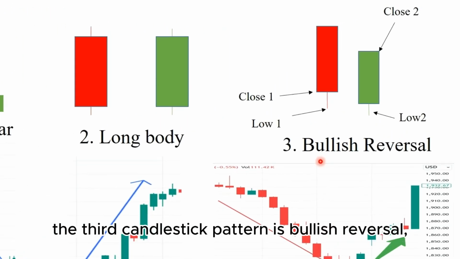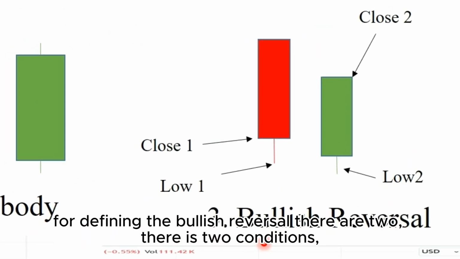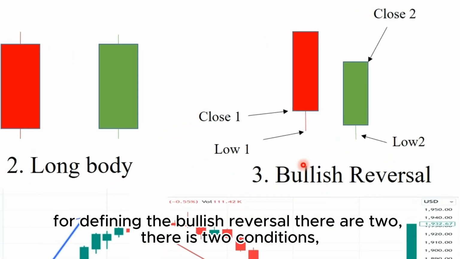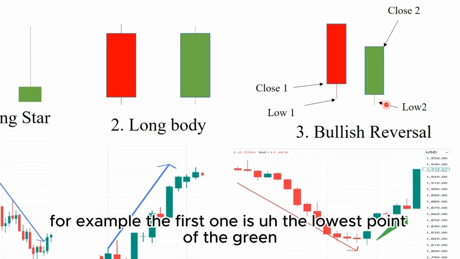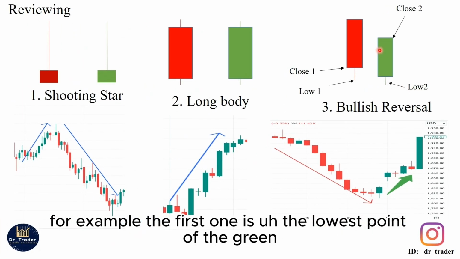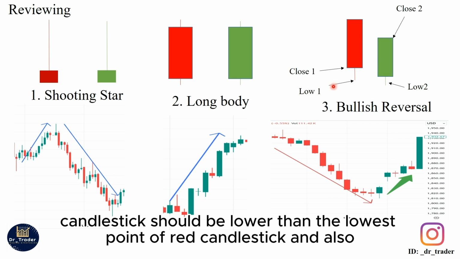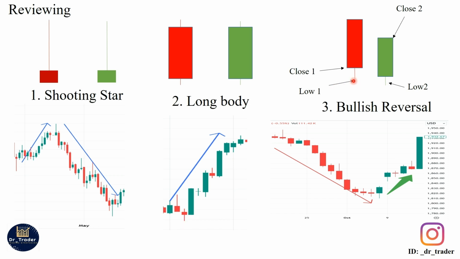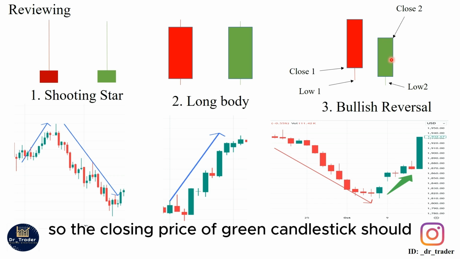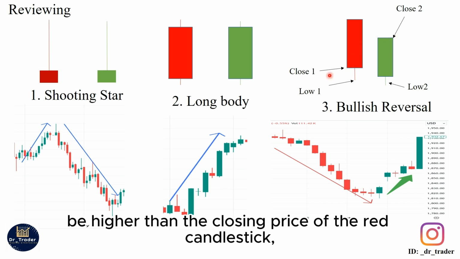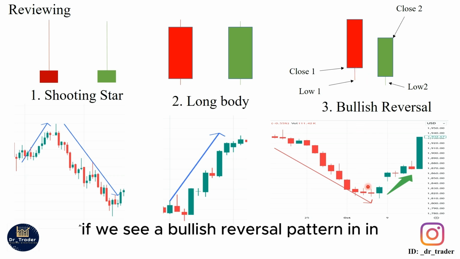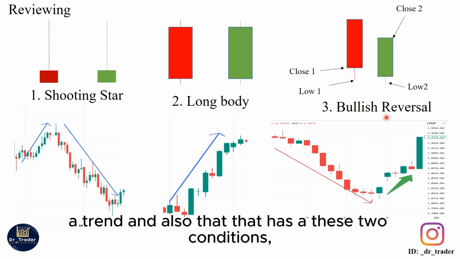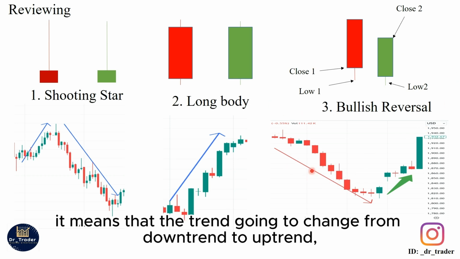The third candlestick pattern is the bullish reversal. For defining the bullish reversal, there are two conditions. The first one is that the lowest point of the green candlestick should be lower than the lowest point of the red candlestick, and also the closing price of the green candlestick should be higher than the closing price of the red candlestick. If we see a bullish reversal pattern in a trend, and it has these two conditions, it means that the trend is going to change from downtrend to uptrend.